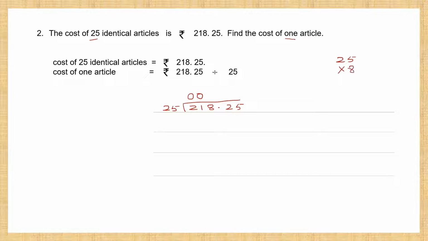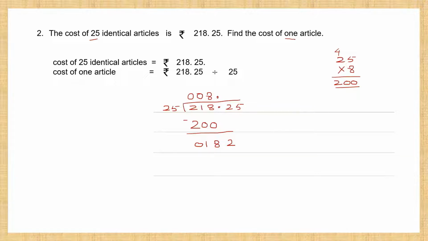25 into 8. Let's try that. 8 fives are 40. I carry 4. 8 twos are 16 plus 4, 20. So I've got 200. Let me write that. 25 into 8 is 200, minus. 8, 1, 2 minus 2 is 0, and I can bring the next number down. Now in my quotient, let me not forget to carry the decimal point up. Okay, so it's in the same place as it is in the dividend.